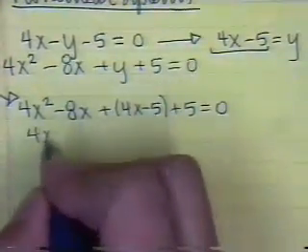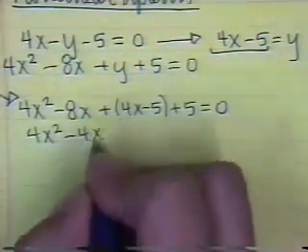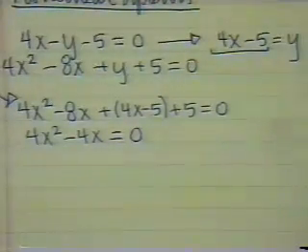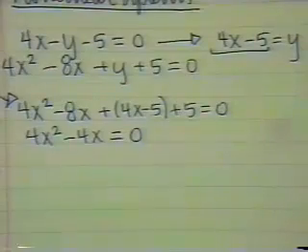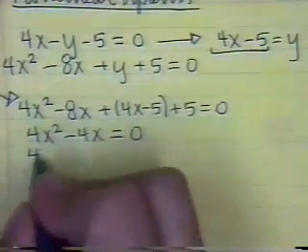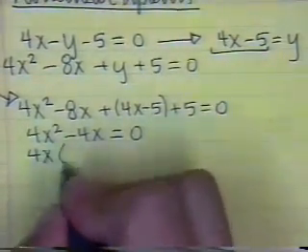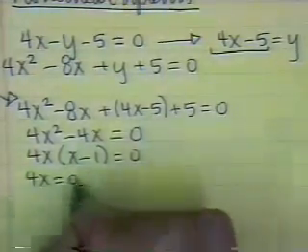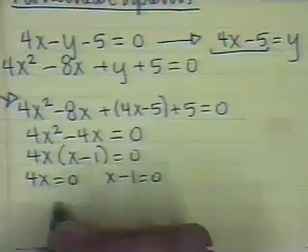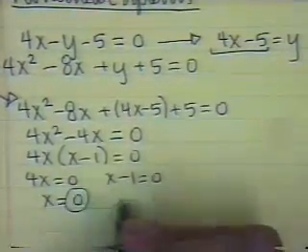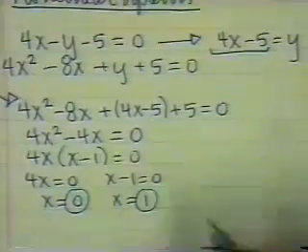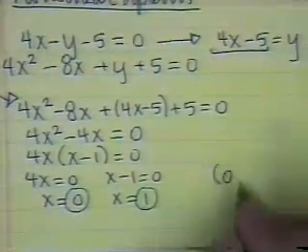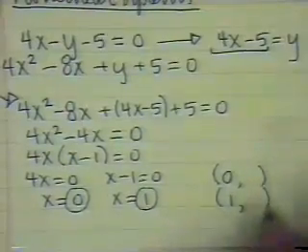So we get 4x squared minus 4x. The 5's cancel, equals 0. Now that actually does factor, so I can solve it that way. The 4x factors out and leaves behind an x minus 1. If I set each one of those equal to 0, I'm going to end up with an x value of 0 and an x value of 1. Since I've ended up with two x values, I'm looking for two corresponding y values.